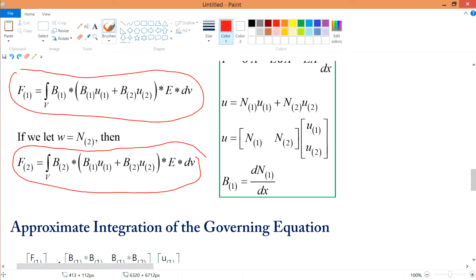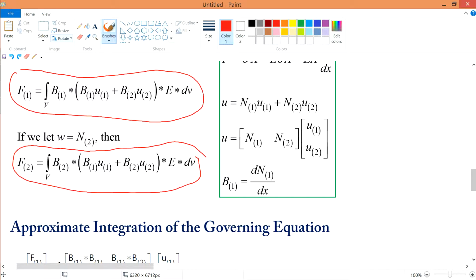So in the previous video, we derived our force 1 and force 2. Now we're going to put them into matrix form, and eventually we'll get our F equals KU in this particular video. As you can see, it's B1 times B1 U1 times B2 U2, so you have a B1 squared, things like that.